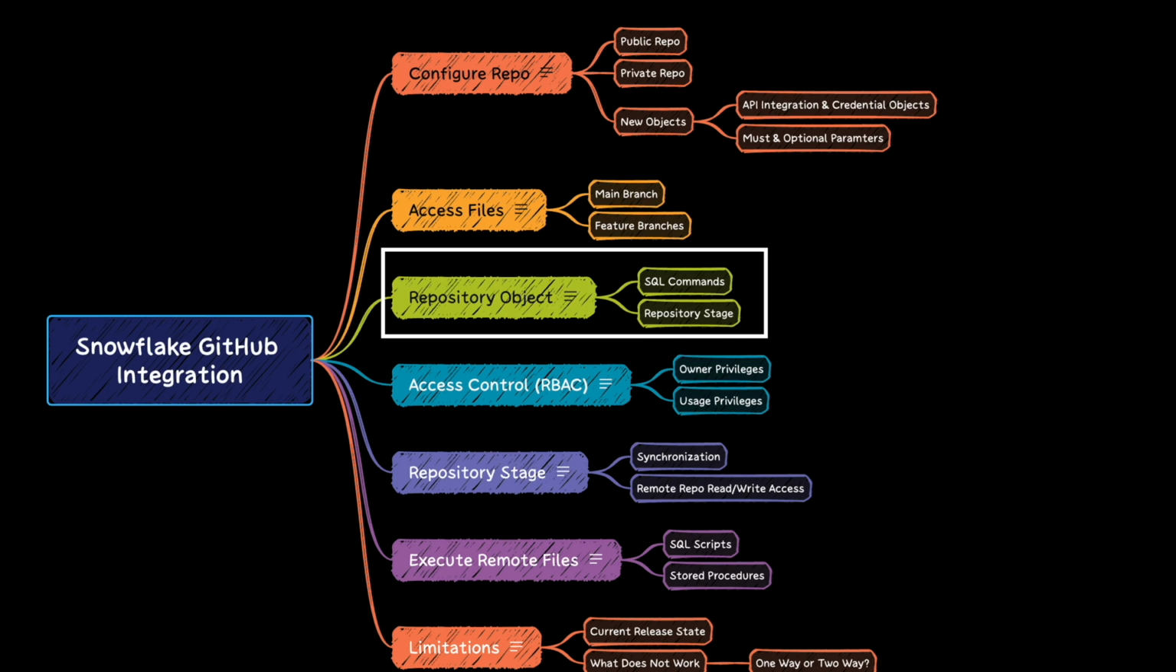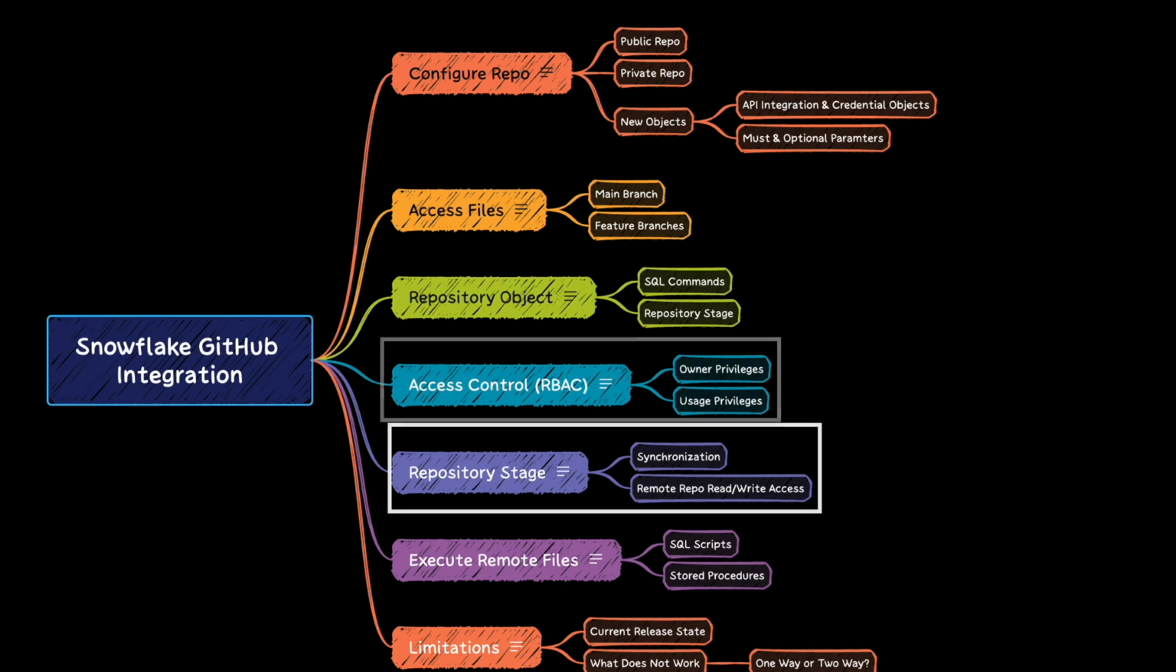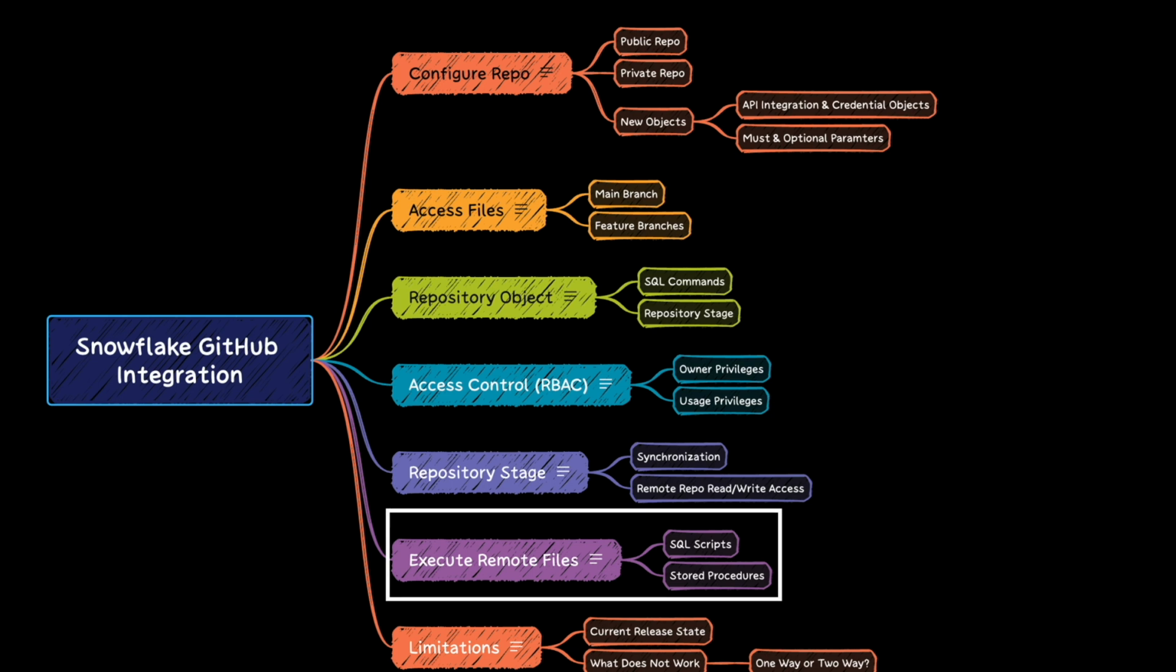We will explore different kinds of SQL commands that can be operated on these newly created objects and explore what is this repository stage and how it is different from other internal as well as external stages. We will pay quick attention to the grants on these objects using RBAC concept. Then we will focus on a synchronization process with remote repository and see how the Snowflake repository stage can be refreshed. Then we will see how to run the remote file and associate a remote file to create a stored procedure.